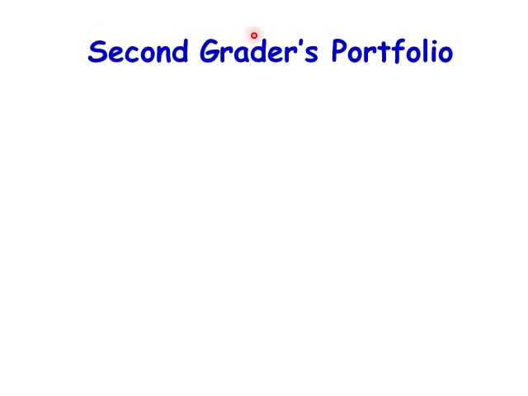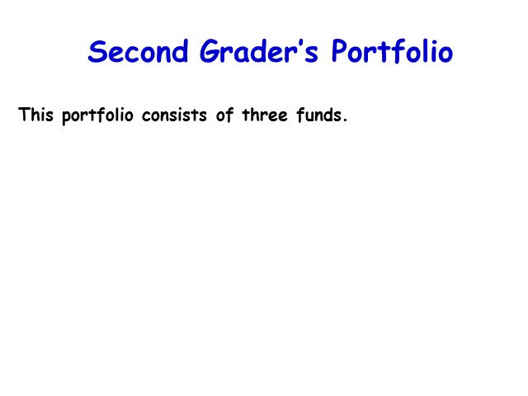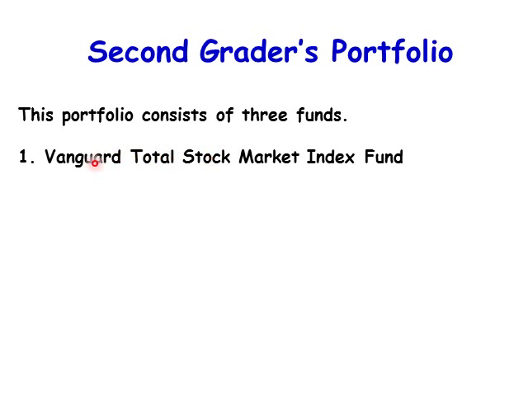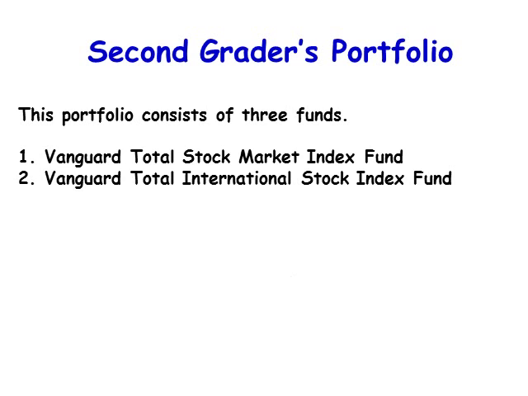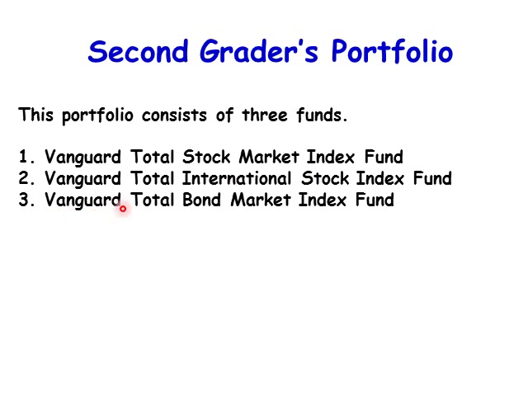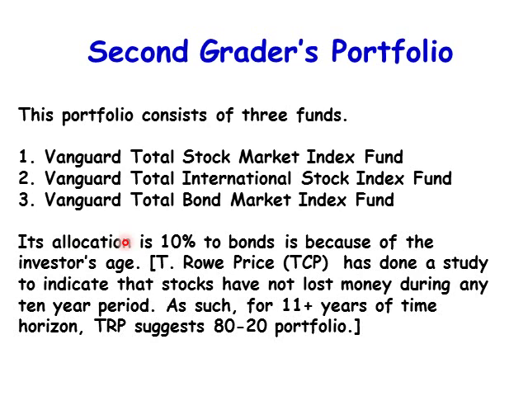Let's see what second graders portfolio is. It consists of 3 funds: Vanguard Total Market Index, Vanguard Total International Stock Index, and Vanguard Total Bond Market Index Fund. Its allocation is 10% to bonds, and that's because of the investor age.